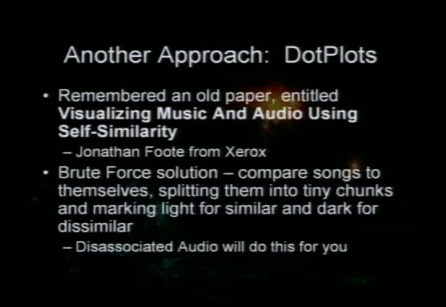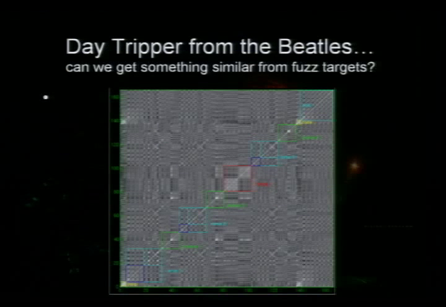There's another approach that I remembered, and it was called dot plots. There's this paper called Visualizing Music and Audio Using Self-Similarity. It's a very brute force solution. You compare a song against itself in little tiny chunks, and you see, does this chunk sound like that chunk? There's a tool called Disassociated Audio that'll make graphs like this for you. It's actually a Beatles track. Actually, why don't we drop the lights again? So this identified individual sections of this track, and they're very visually distinct.